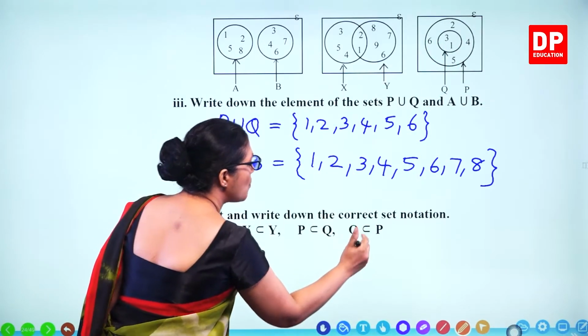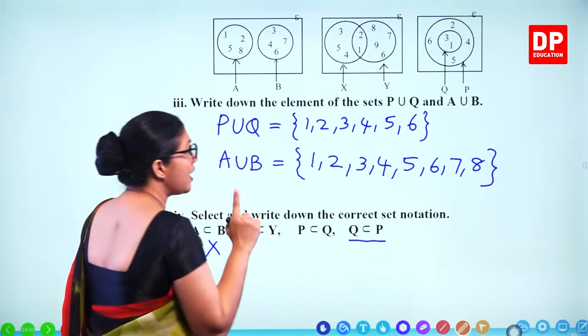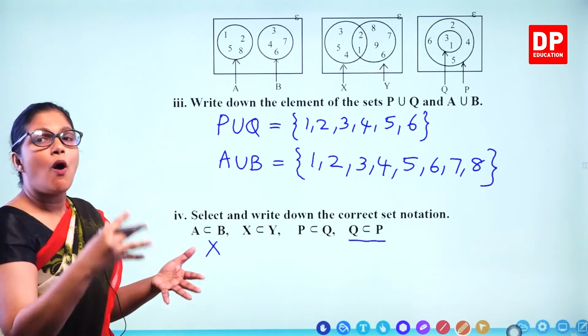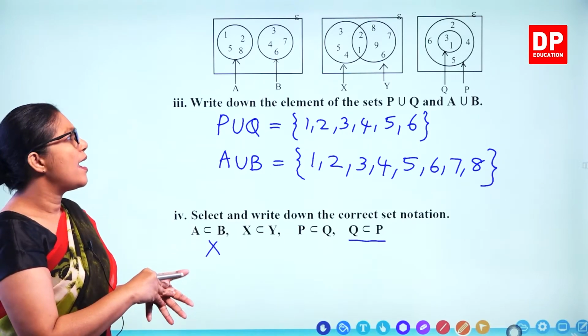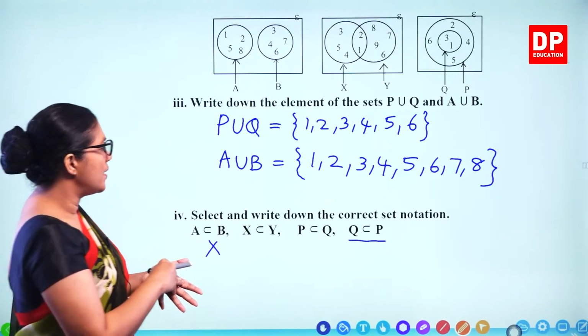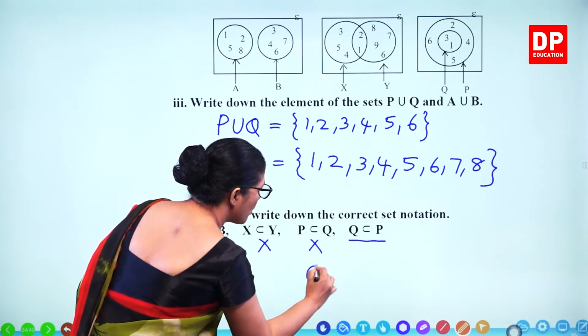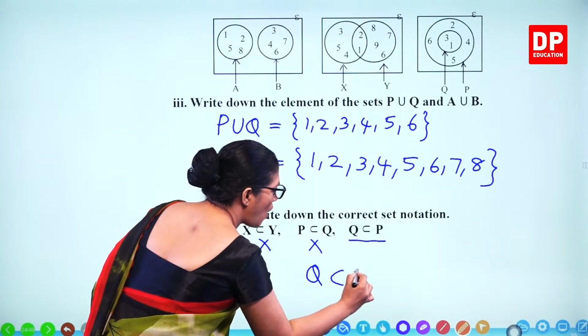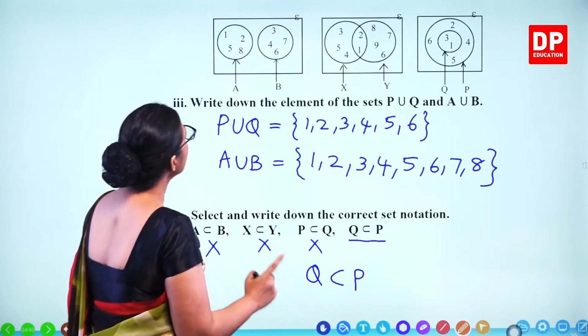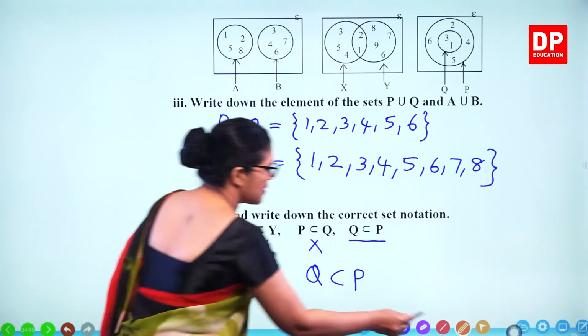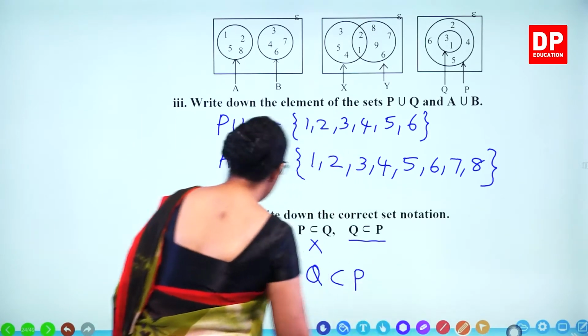But look at this one. Q is a subset of P. All elements in Q are in P as well. So that's the correct one. These others are wrong. So Q is a subset of P. That's the answer. Now we'll take the next one.